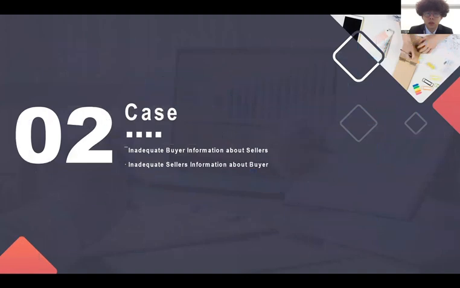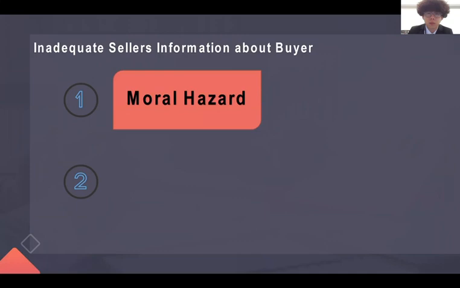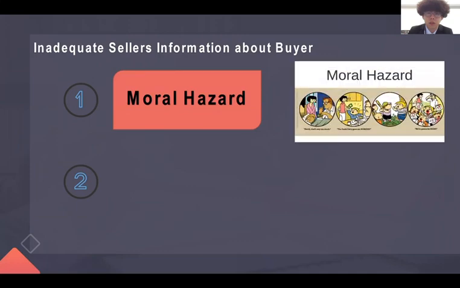Then let's look at the case of asymmetric information. The main situation is inadequate seller's information about buyer. It has two problems: moral hazard and adverse selection.